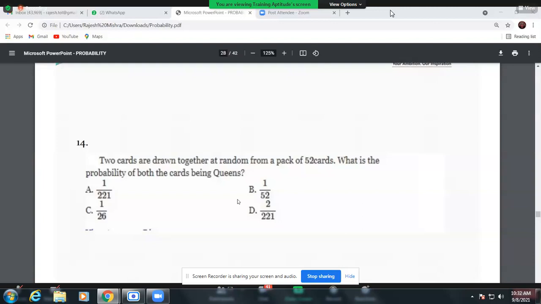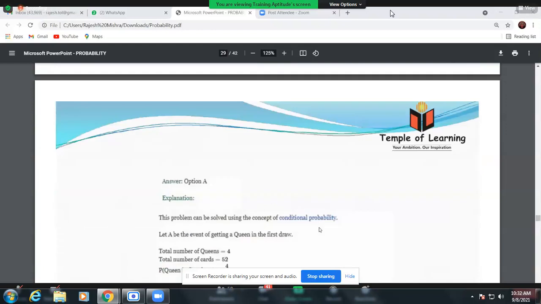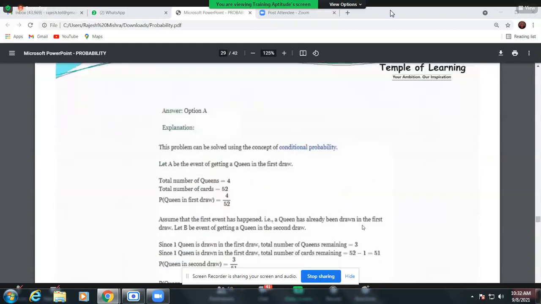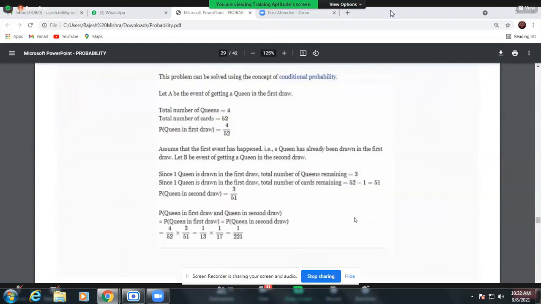Please understand logic and rationality. Pragmatism must prevail when you are approaching a question. The first thing you should do is reason out what should be the process, what should be the steps involved. Once you have done that, the rest is going to be very simple. This is a question for conditional probability, and this is how we solve conditional probability.